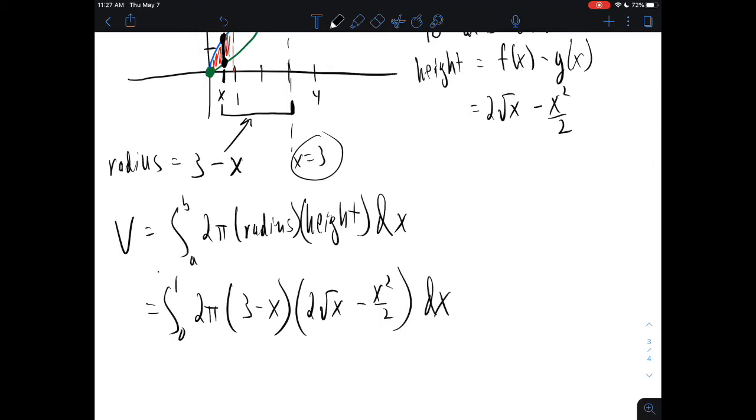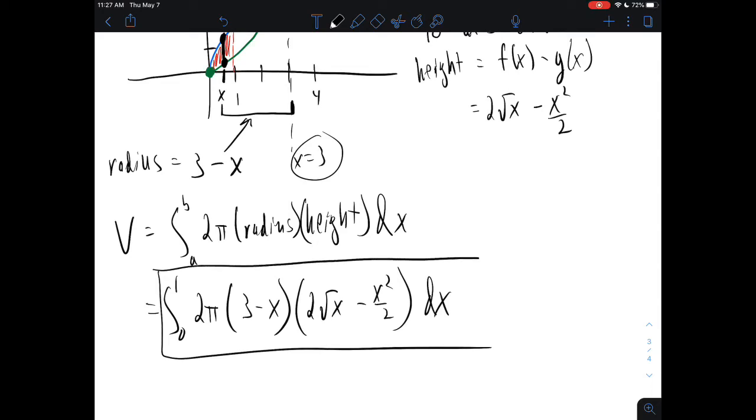So this would be the answer in the homework problem where you're just asked to set it up. How would you solve this? Exactly like I did the previous one. Factor out the 2 pi, multiply everything out in the integrand, and then you're really just going to be using the power rule for the antiderivative.